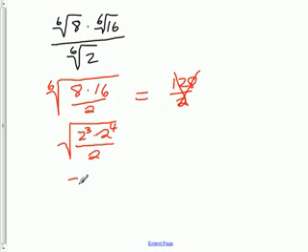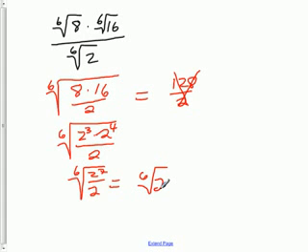Properties of exponents say that we add those exponents, so we're going to get 2 to the 7th over 2, which becomes, sorry, I forgot my indices here, the sixth root of 2 to the 6th. We know that those cancel out, and we're left with just 2.